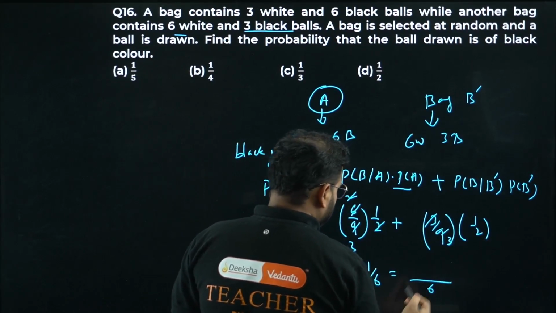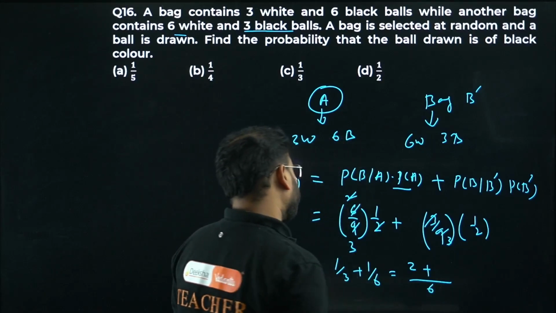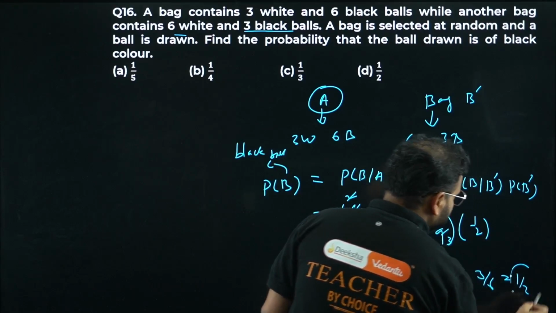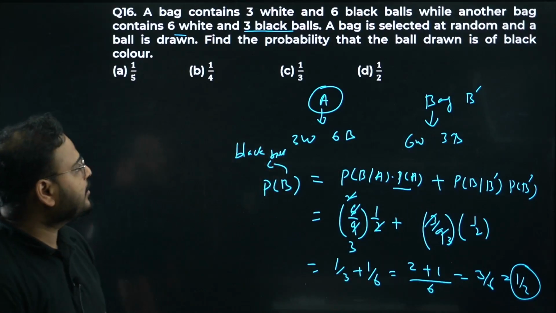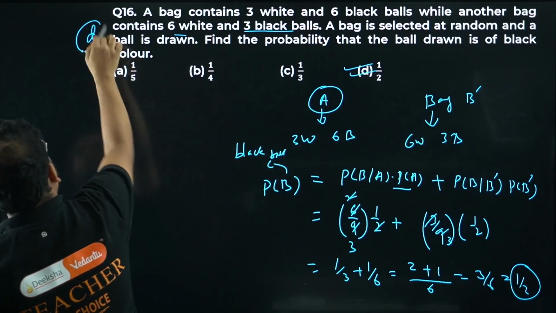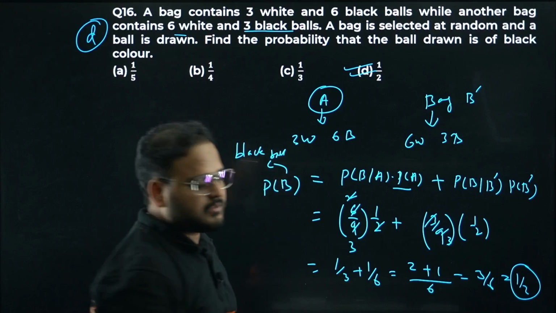LCM is 6. 3 2s are 6, and of course we have 1. Answer is 3 by 6. Answer is 1 by 2. Option D is correct. 16, option D is correct. This is 1 by 2, sir.